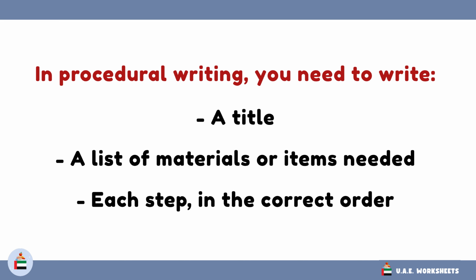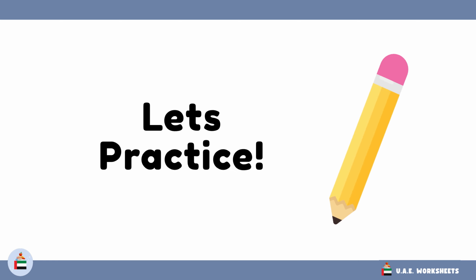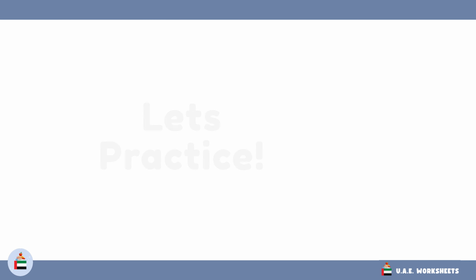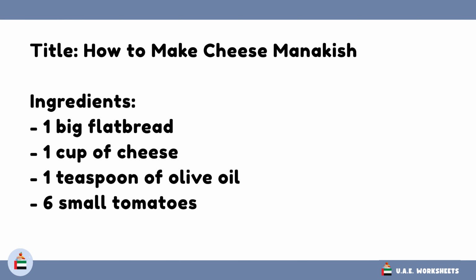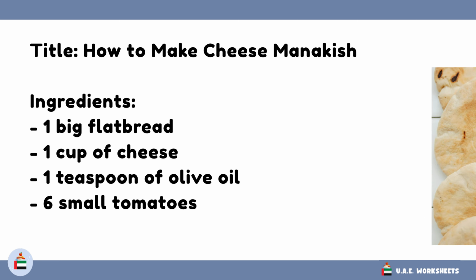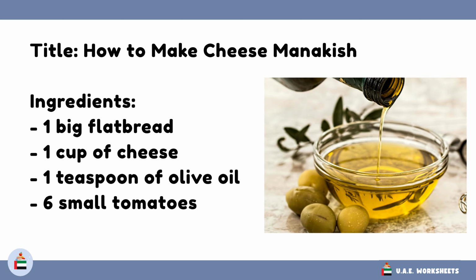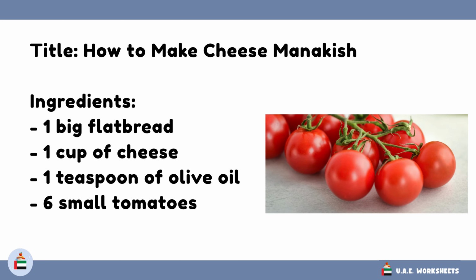In procedural writing, you need to write a title, a list of materials or items needed, and each step in the correct order. Let's practice. Title: How to make cheese Manakish. Ingredients: 1 big flatbread, 1 cup of cheese, 1 teaspoon of olive oil, 6 small tomatoes.